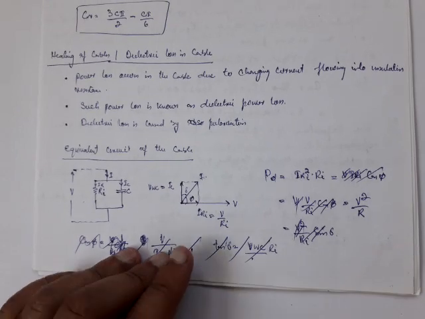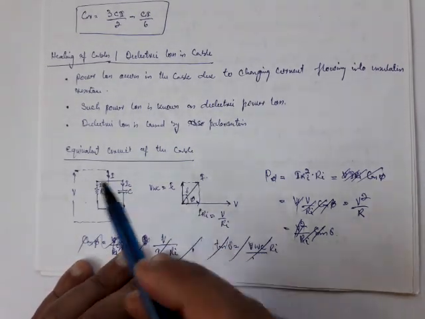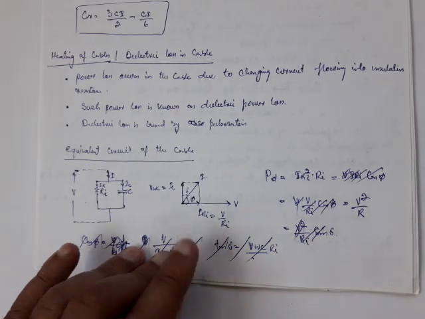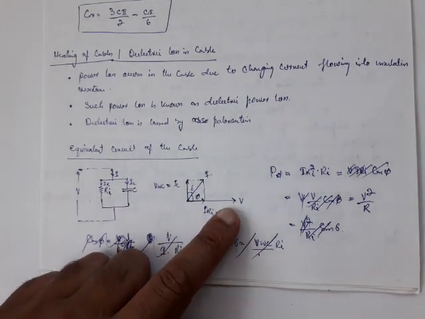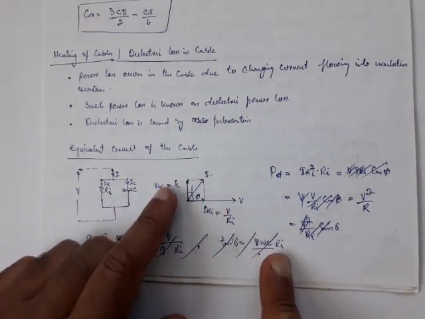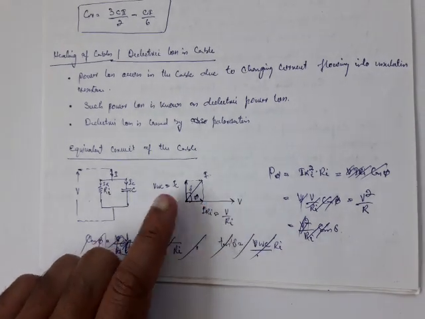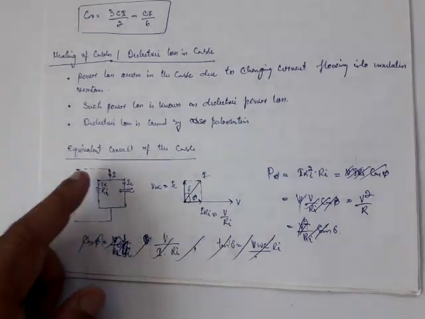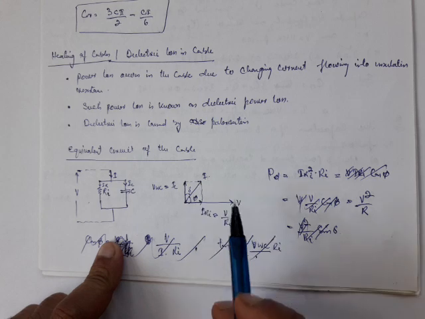Now it can be depicted from the phasor diagram easily. Let us say this is the operating voltage V of the cable, and this is IR, because the current flowing through the resistance will be in phase with V, and this IC flowing through the capacitance will be leading the voltage by 90 degrees. That is why I have shown it here. The total current I will be the phasor sum of IR and IC. So that will be this.